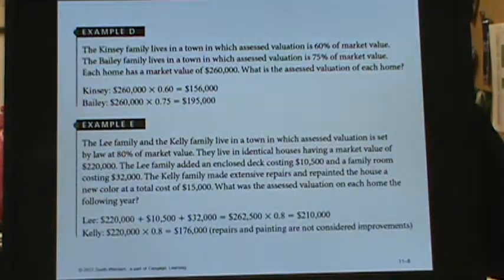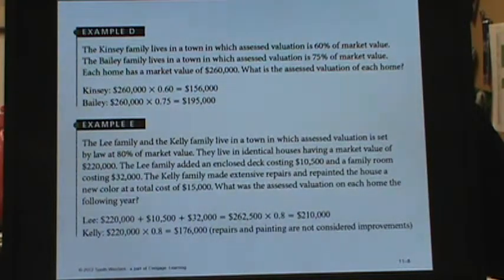Example D: the Kinsey family lives in a town in which the assessed valuation is 60% of market value. The Bailey family lives in a town in which assessed valuation is 75% of market value. Each home has a market value of $260,000. So the valuation of each home is going to be different because of the assessed valuation.